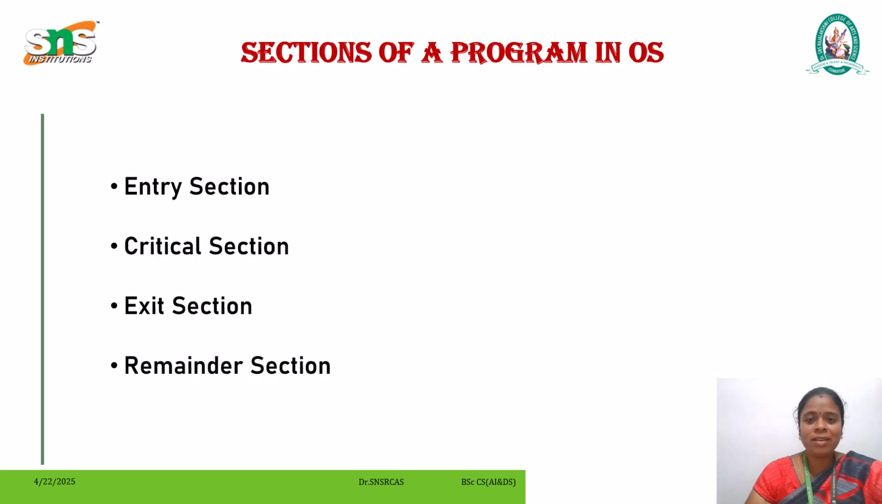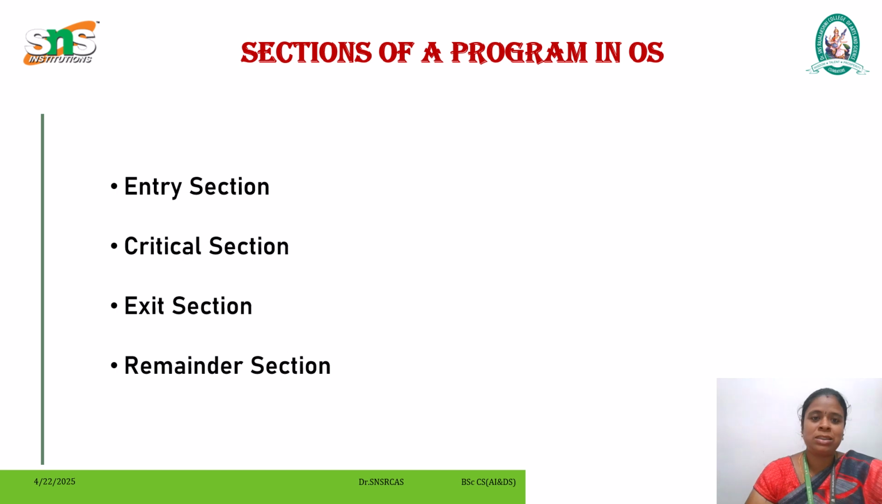Next one, sections of the program in the operating system. There are four essential sections of a program in the operating system. First one is the entry section. The entry section decides the entry of any process. Whichever process comes first, it checks in the entry section.